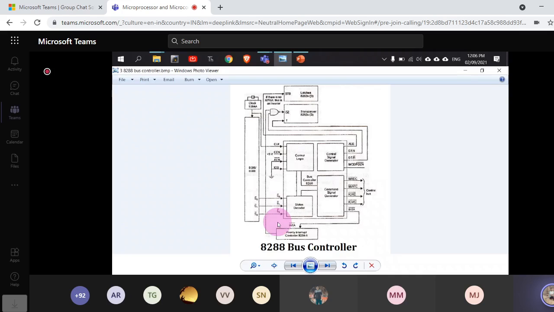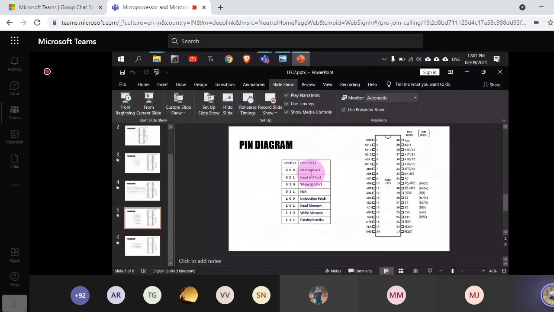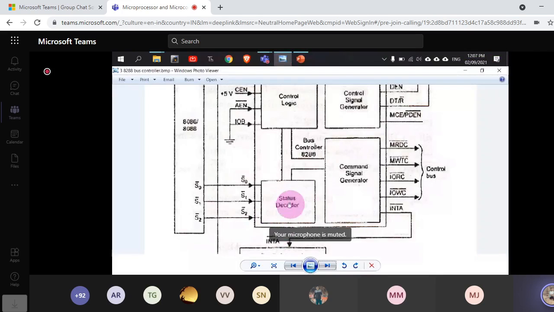And here you can see that as an input you are taking these signals S0, S1 and S2 from the microprocessor, and there will be a decoder. There will be a status decoder. Why do we have a status decoder? Because we have seen in this slide that S0, S1 and S2 can mean 8 different things depending upon the values that they contain. So that is why we need to have a status decoder here. This status decoder will tell the system what the interpretation of these S0, S1 and S2 bits is.